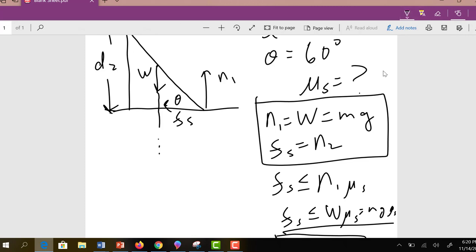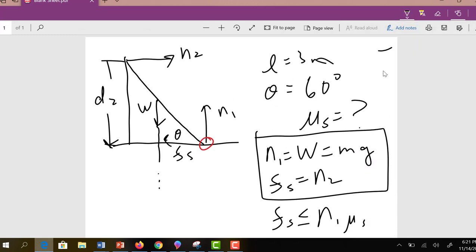So let's use torques. Let's pick this point down here as the pivot point. So I'm going to circle that. I'm going to look at the torques about that pivot point. The ladder's not going anywhere right now, so the torques are going to be balanced. I'm picking this as the pivot point because then I don't need to know normal 1 or the force of static friction, because they are acting at that point. So there's no torque because of N1 or static friction at that point.